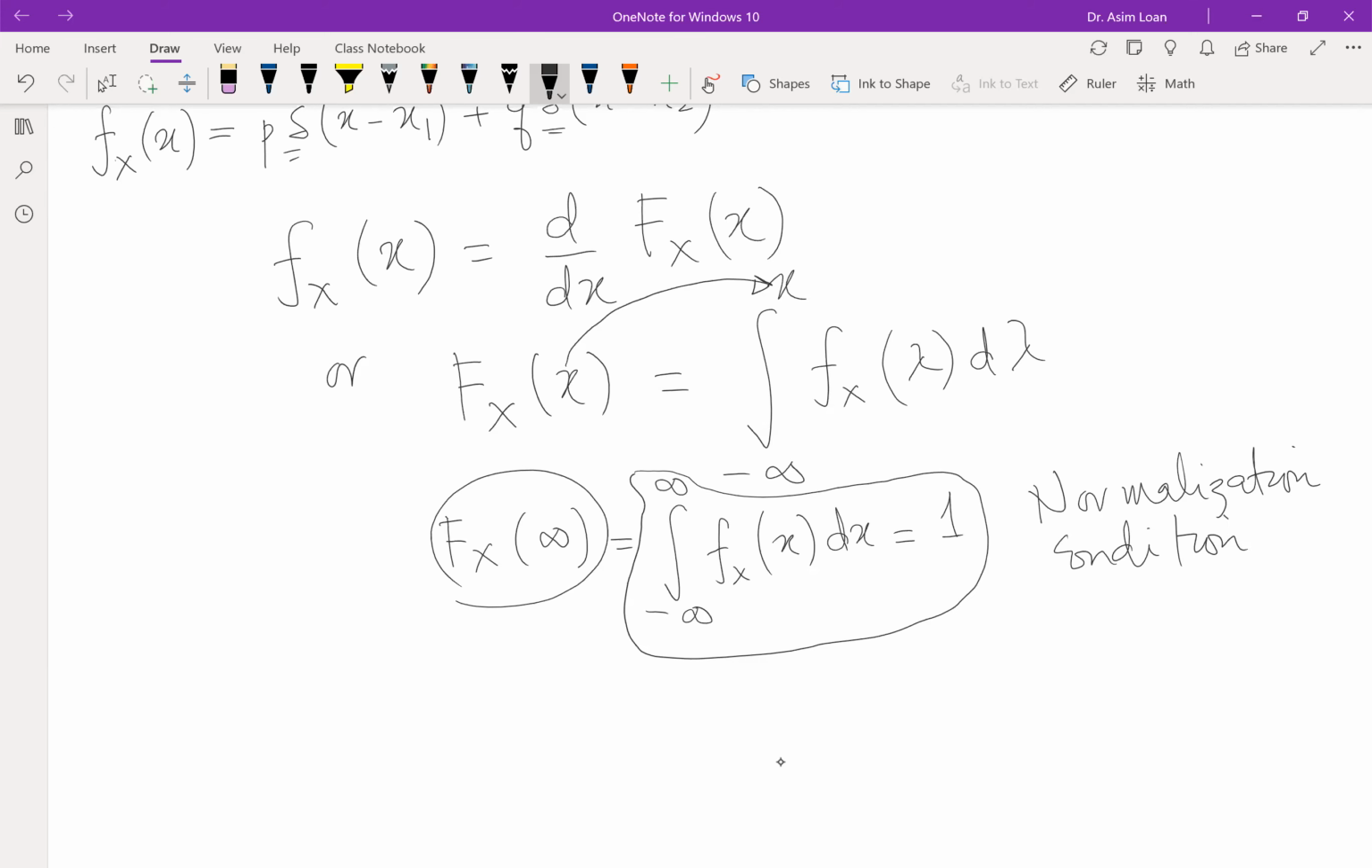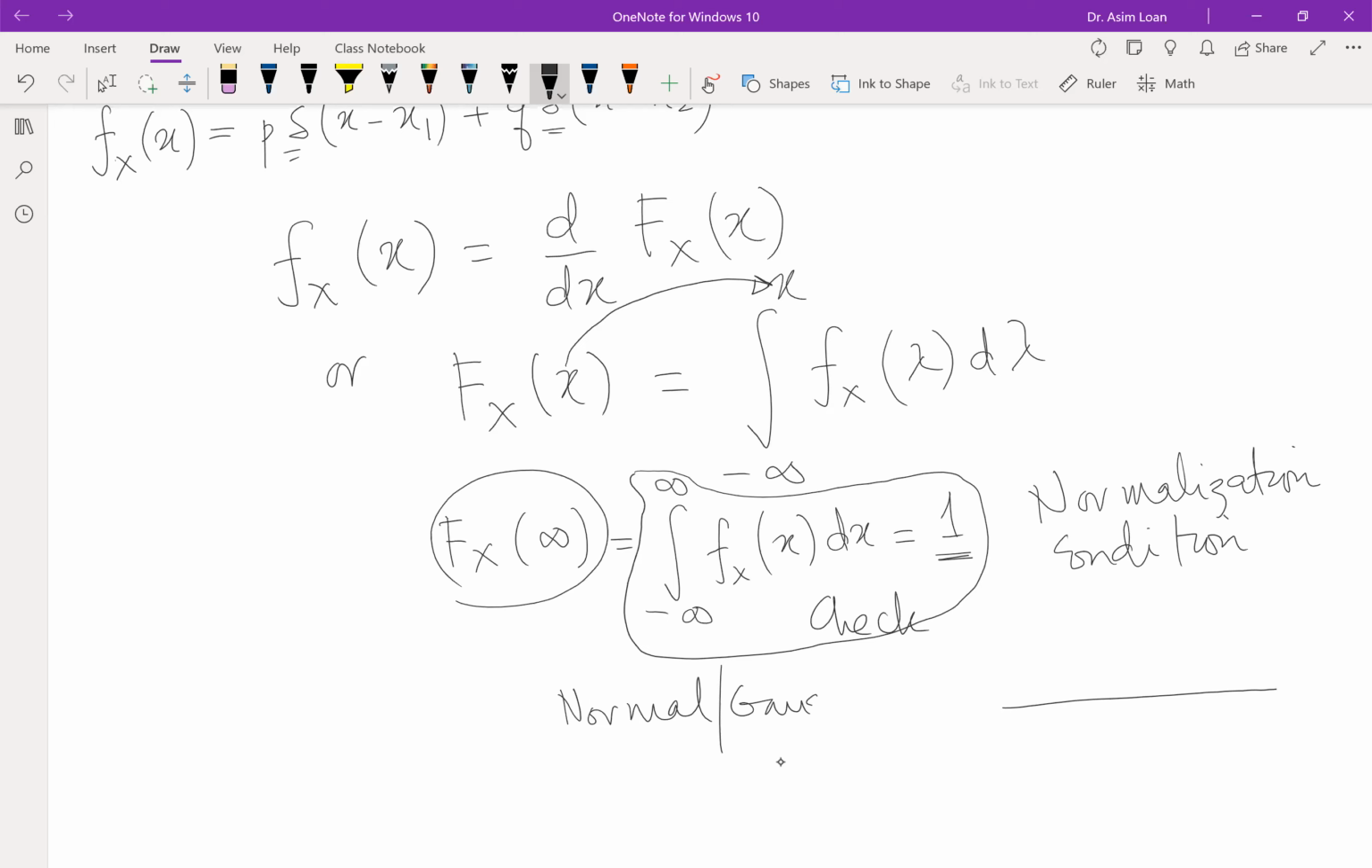So this is a test, this is a check. If you have a density function and you find the area under the density function, that area should be equal to 1. So if you are familiar with the normal or the Gaussian density function, I'll just describe it in a little while.